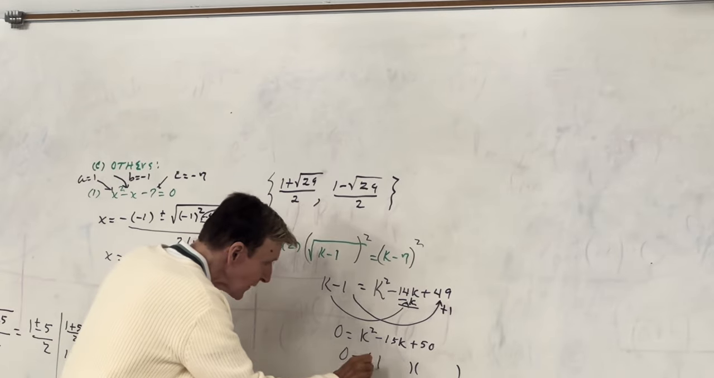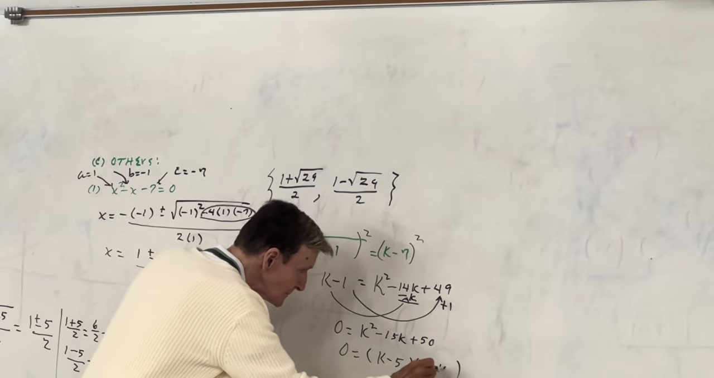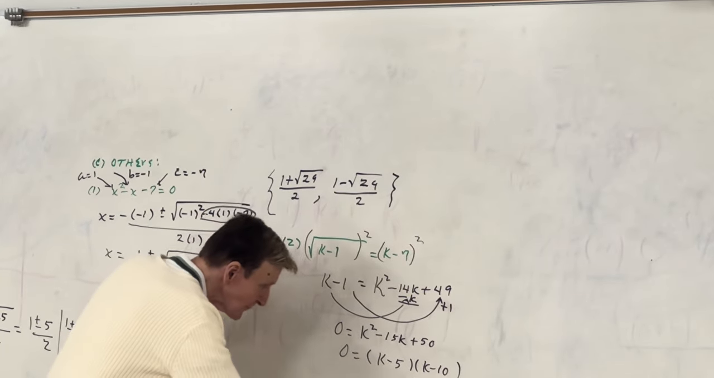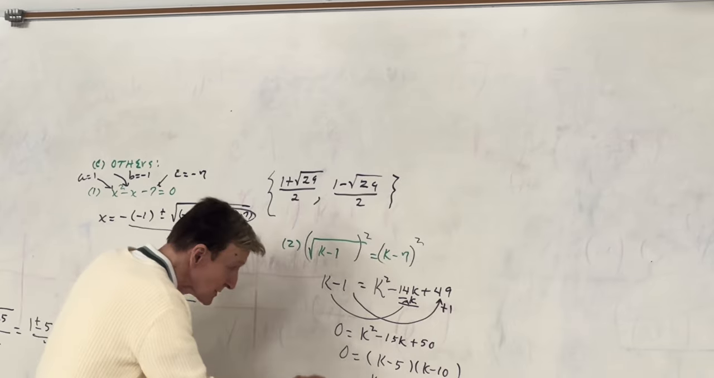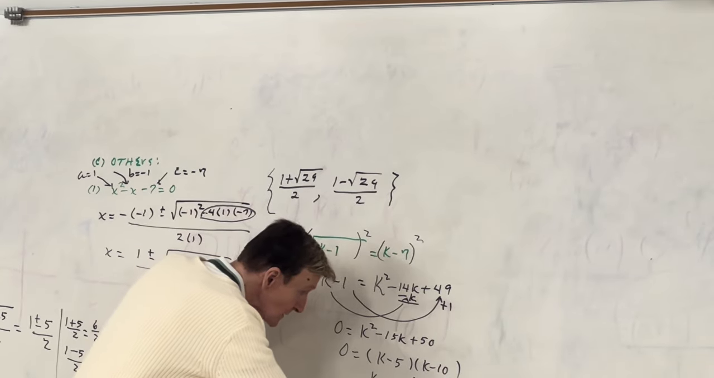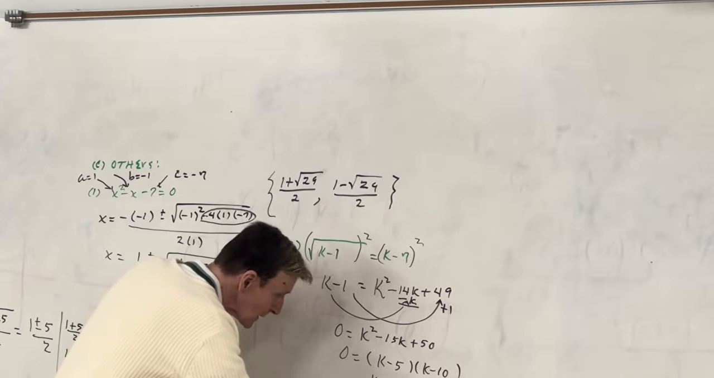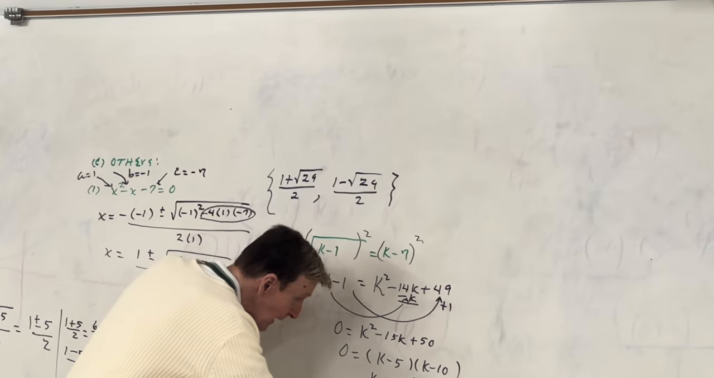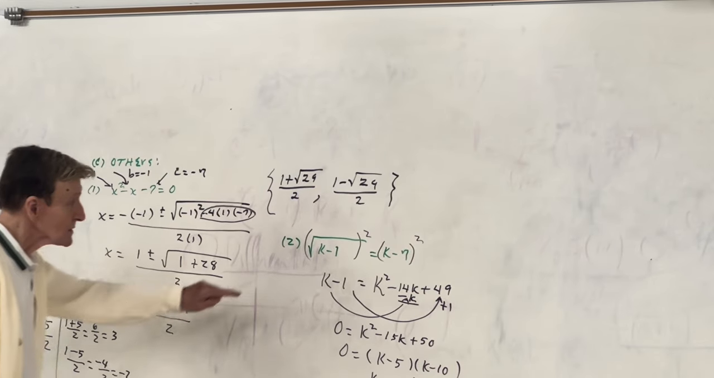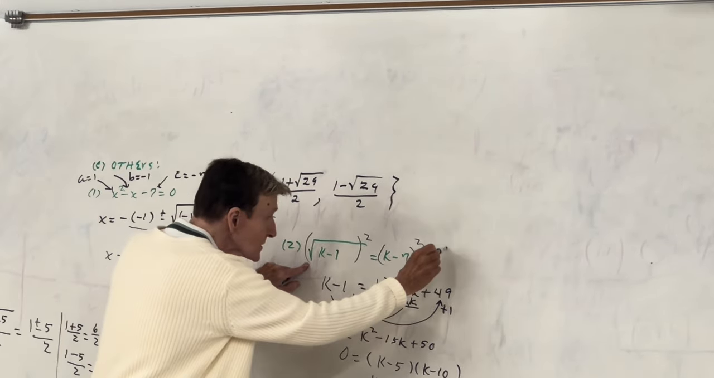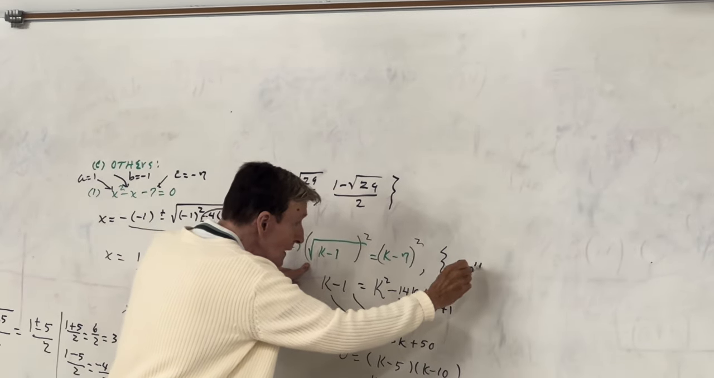So k minus 5, k minus 10. Absolutely. Split this up. You get to set each one of these equal to 0 since you have a 0 on the other side. So zero product property. And we solve this right quickly. We end up with k equal to 5, k equal to 10. You say, Professor, how cute. So the green has for answers 5 and 10.